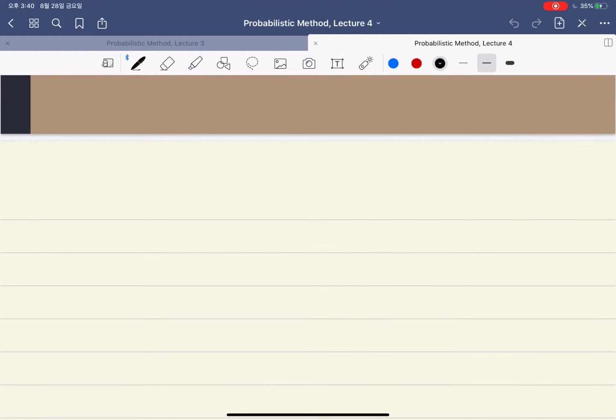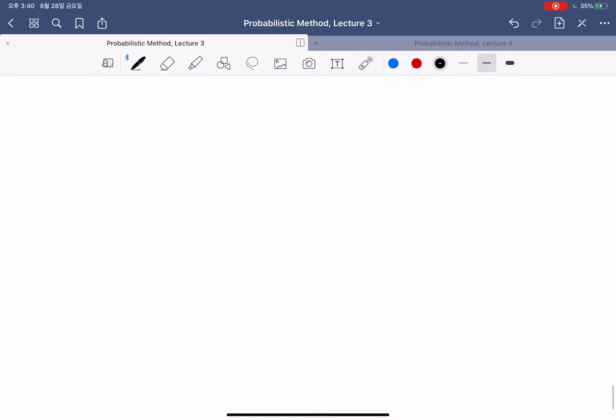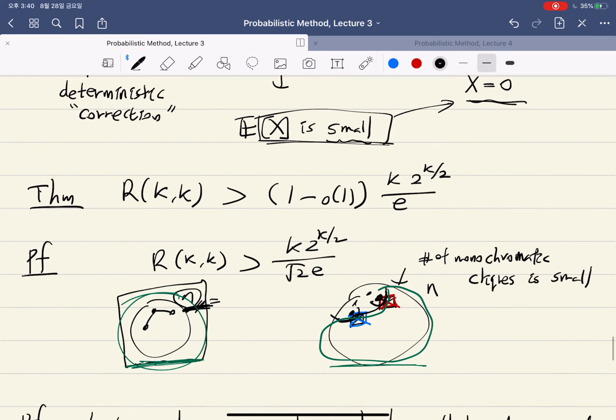So far, last time we were learning about the alteration method. Then we saw one example of how one can use this alteration method. We showed a lower bound on the Ramsey number.